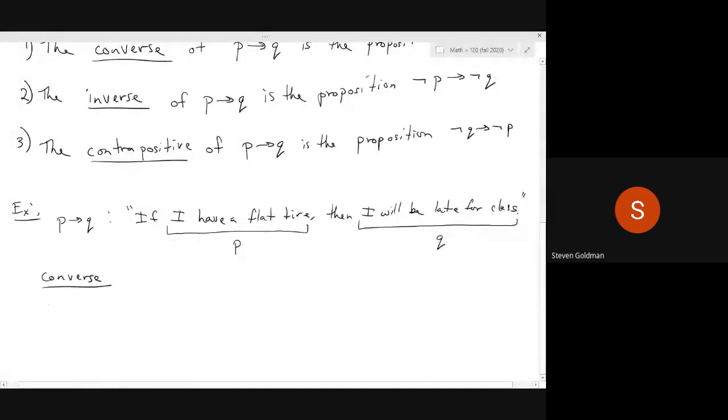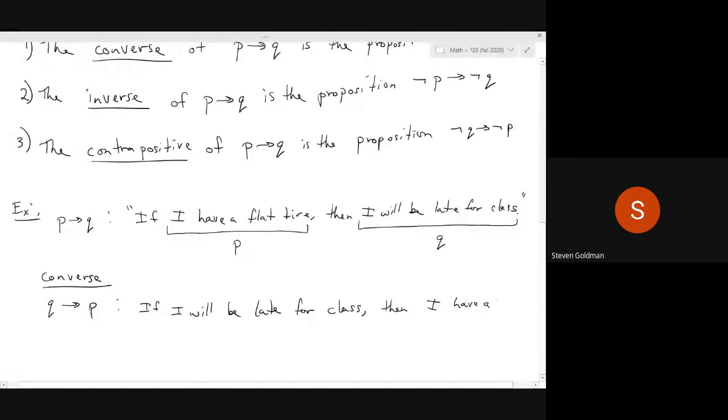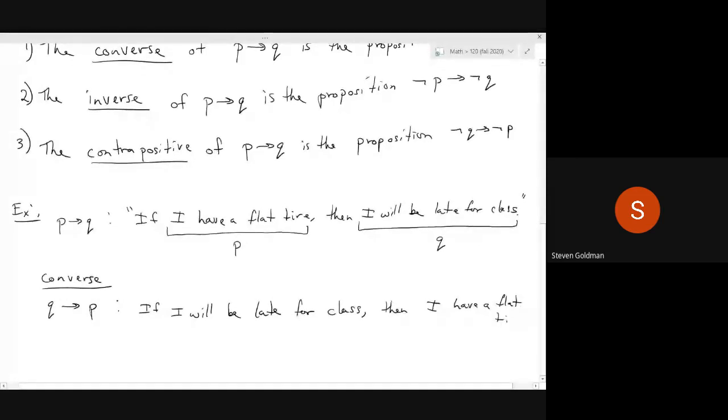The converse is a new proposition. That's the proposition if Q then P. So again, we're switching the hypothesis and the conclusion. So that would be the proposition: if I will be late for class, or if I am late for class. I'm not usually so strict on the tenses. Sometimes we need to play with the tenses a little bit to make the sentence sound better. So if it sounds a little awkward sometimes, I apologize, but let's write the converse here. If I will be late for class, then I have a flat tire. So that's the converse there.